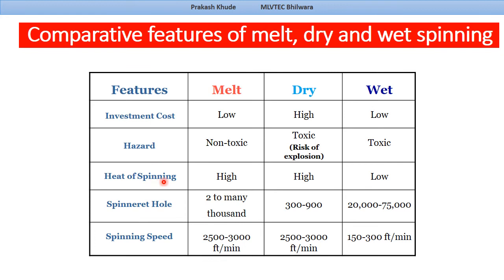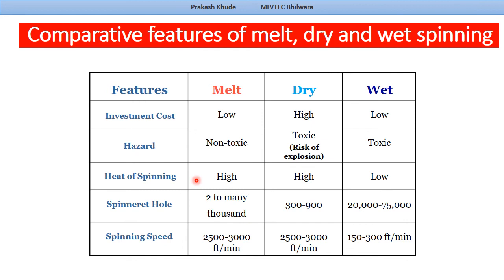Next is the heat of spinning. In terms of heat of spinning, the melt spinning system needs more heat or more temperature, while the dry spinning system also requires more temperature, because in melt spinning, for melting of your polymer chips we need to supply a high amount of heat. In wet spinning system it is much lower.